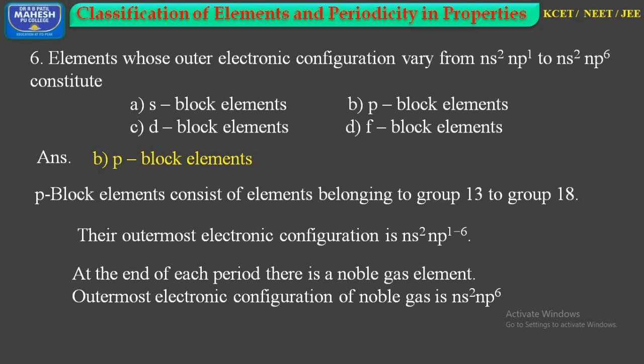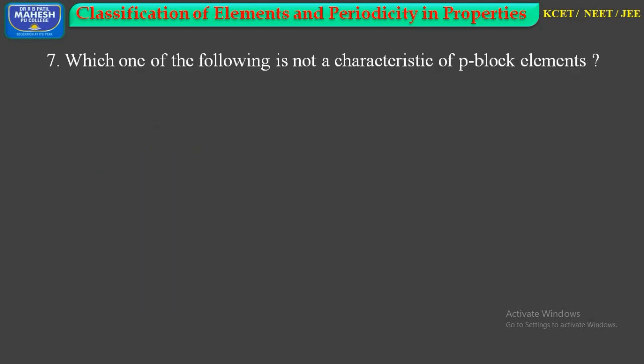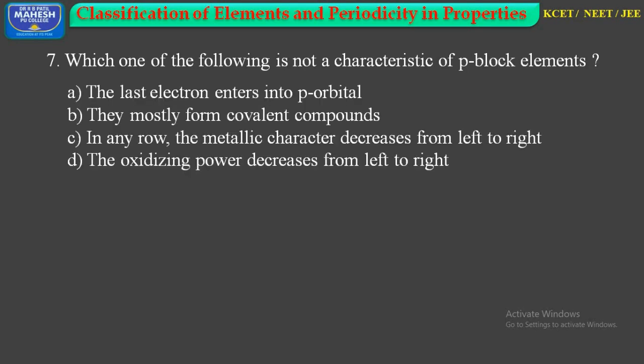Moving to the next question. Which one of the following is not a characteristic of p block elements? Options are: option A, the last electron enters into p orbital. Option B, they mostly form covalent compounds. Option C, in any row, the metallic character decreases from left to right. And option D, the oxidizing power decreases from left to right.